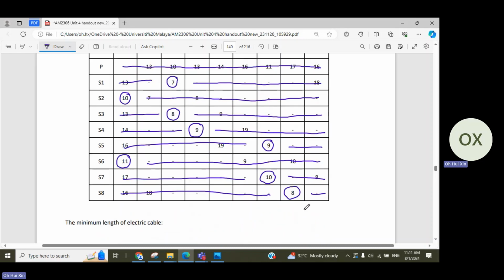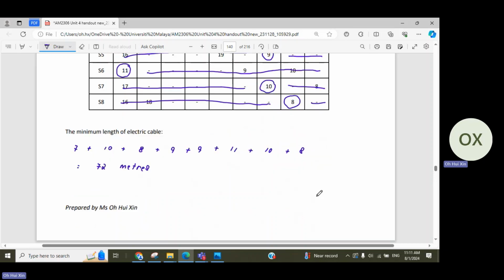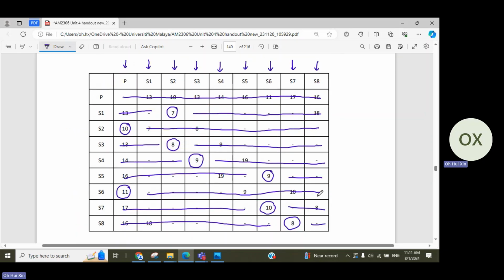Now same thing, you can add all the numbers. So we have 7 plus 10 plus 8 plus 9 plus 9 plus 11 plus 10 plus 8. So that's 17, 25, 34, 43, 54, 64, 72. So this is correct. All right, that's it for the distance table. It's actually quite straightforward. The thing is just to make sure that when you are doing it yourself, you don't skip the step and you are very careful, then you should be all right. So that's the idea for this.